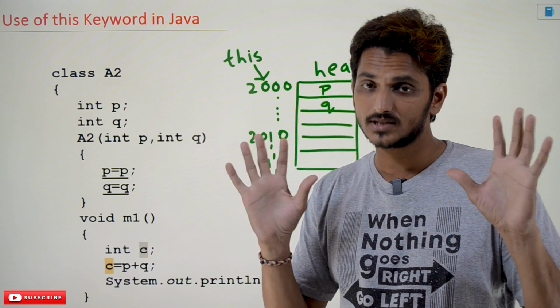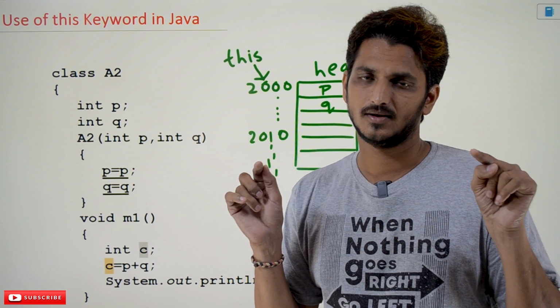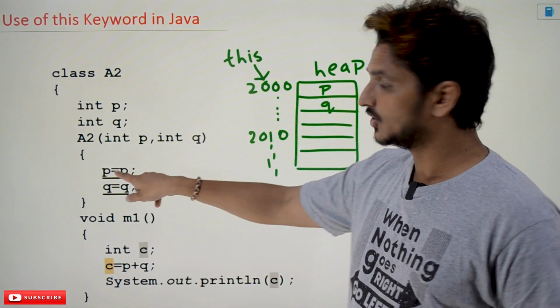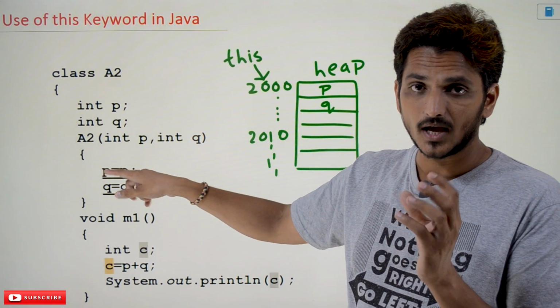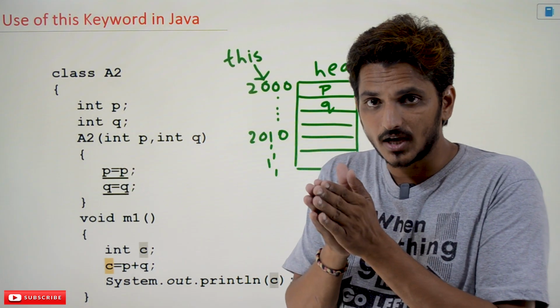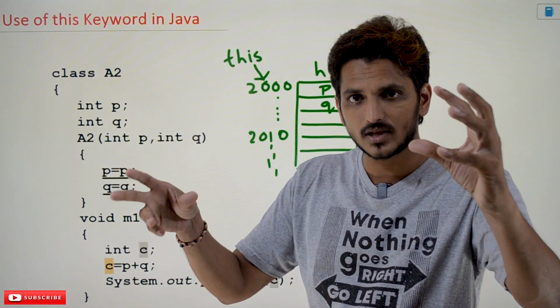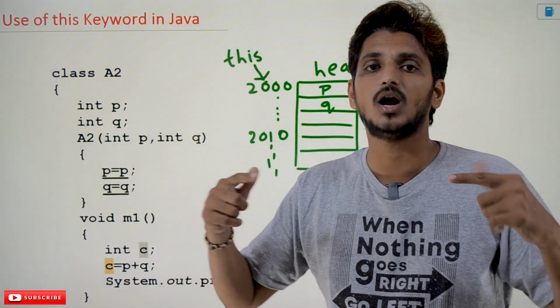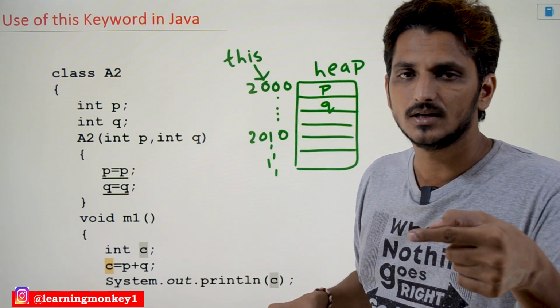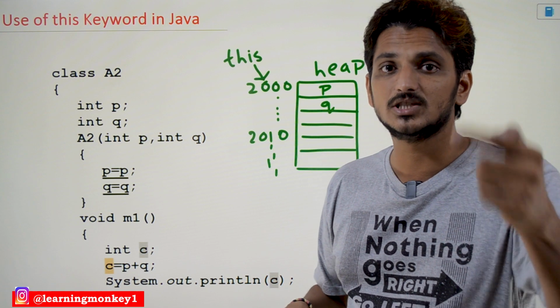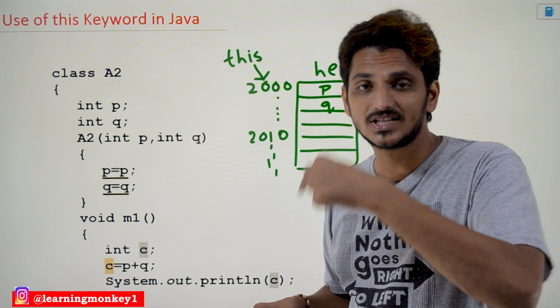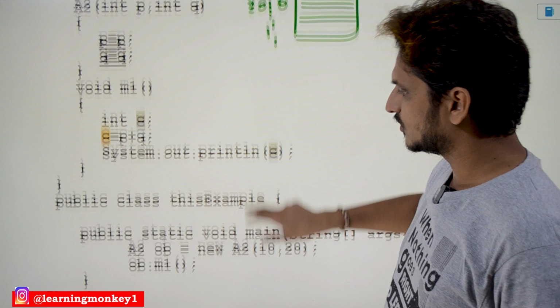Hoping that you understand, you have this knowledge. So in order to differentiate instance variables and local variables, we are going to use the keyword called this. Why? Because this is pointing to present instance variables. How we are going to do that?